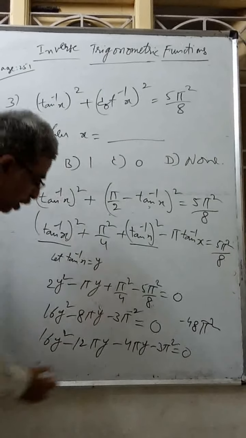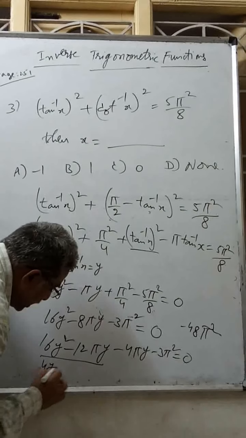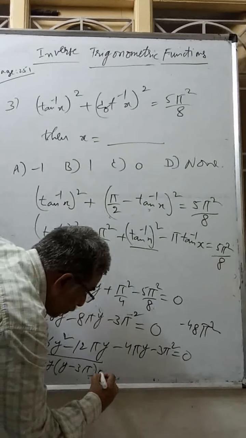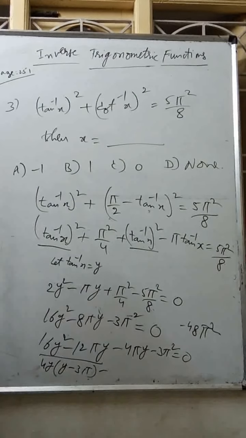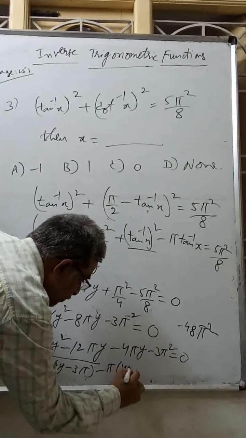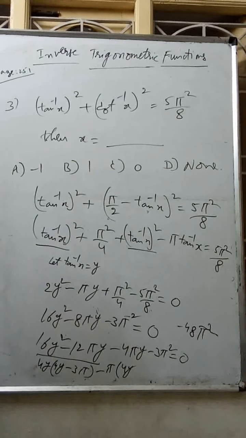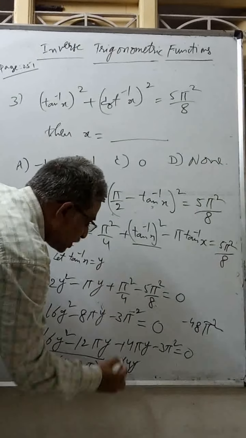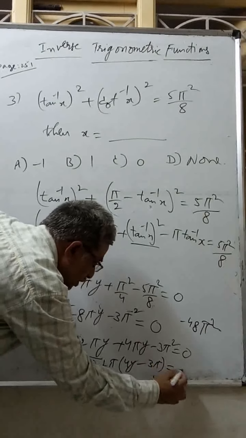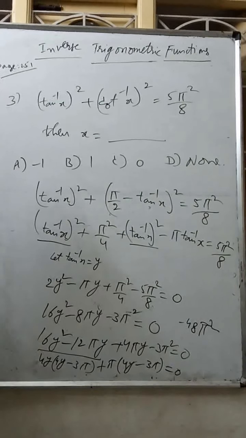equal to 0. Now I can take 4y common from these two: 4y into (y minus 3 pi). Minus 4 pi common, here also minus pi, so 4 4s is 16. Here also minus pi common becomes 4y plus 1. Plus pi if I take common, 4y minus 3 pi equal to 0. So it becomes either 4y minus 3 pi equal to 0 or 4y plus pi equal to 0.